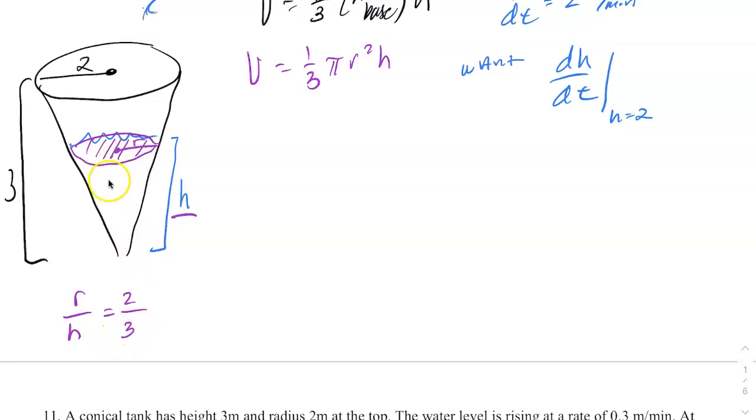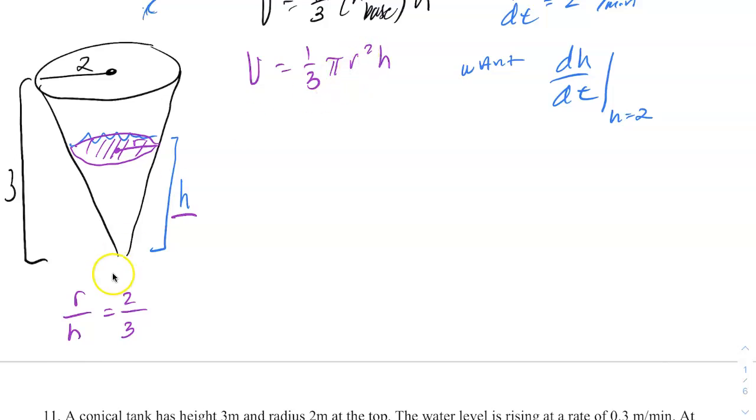To recap, this cone and this big cone are similar, so we could proportion them out. The radius of this guy compared to its height is equal to the radius of this big cone to its height. Now, why are we doing this? Because right now I cannot take a derivative of this equation. I have an r, and I don't have dr/dt, so I cannot take a derivative of that r. So I could get rid of it.